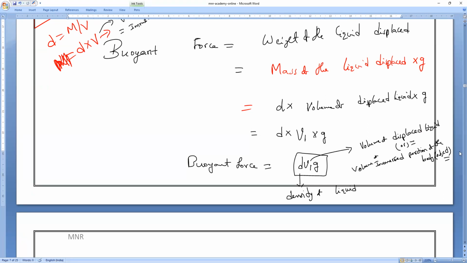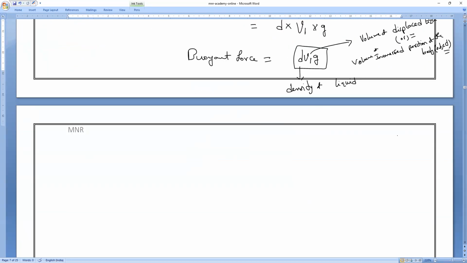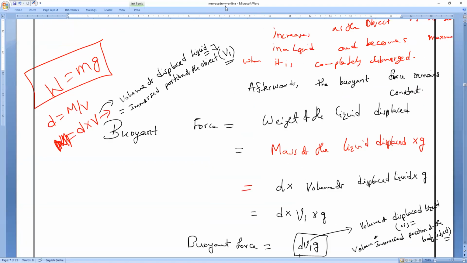Anybody having any doubt, you can ask me. If you understand this concept, that is all about it. Next class we'll study floating and sinking, and the principle of flotation: when the object will sink or when the object will float. We'll form the rules and applications of flotation, and then this chapter will be over. According to school it is already over, but we are studying the extra things needed to make our foundation stronger. I hope you all understand today's class.